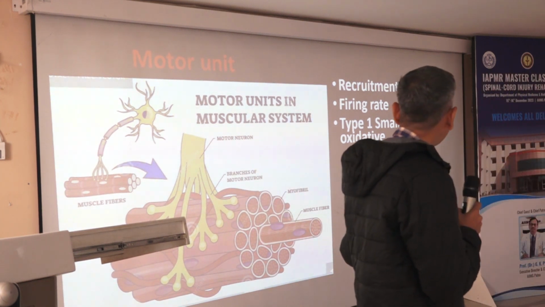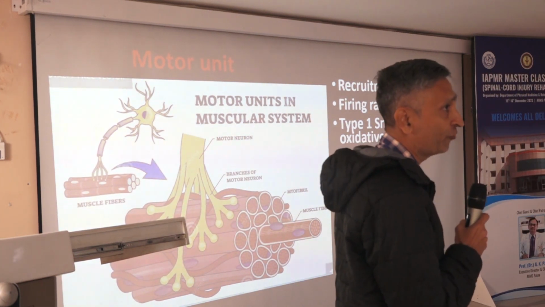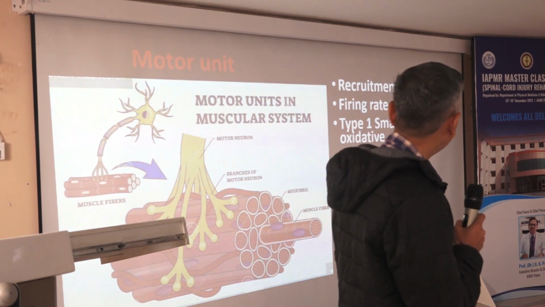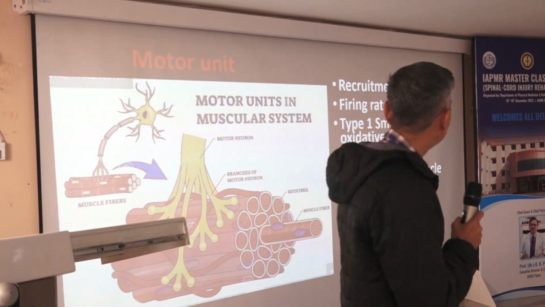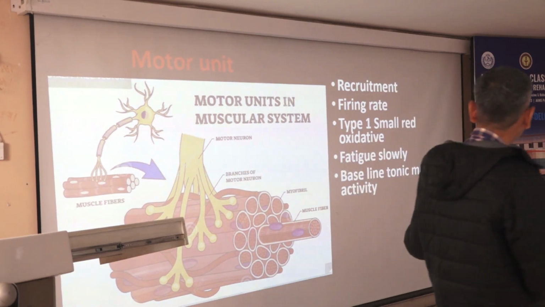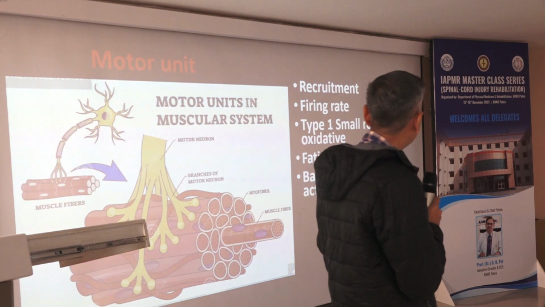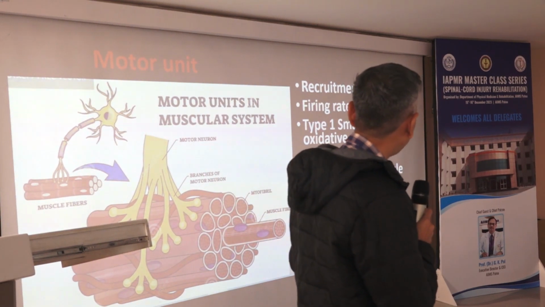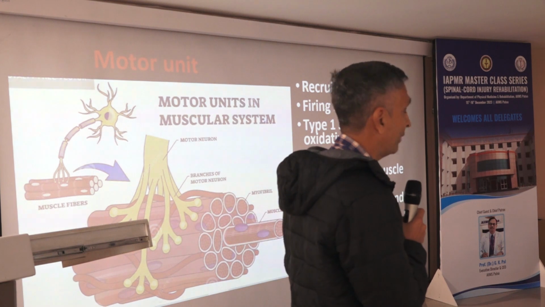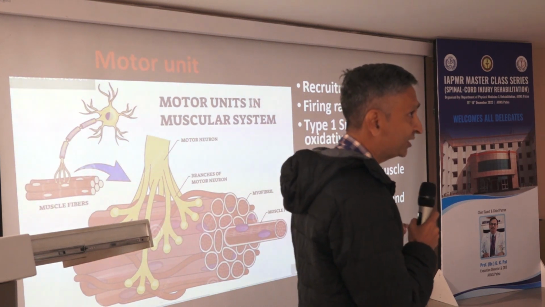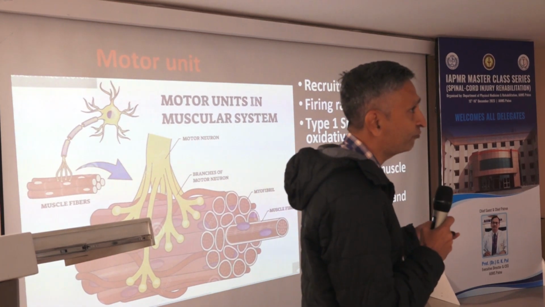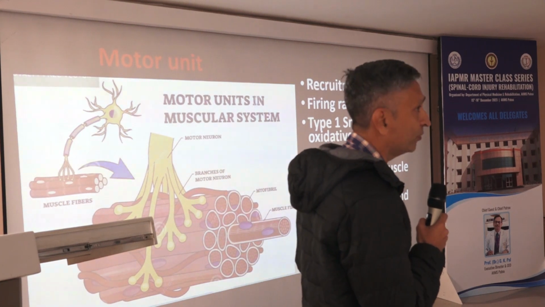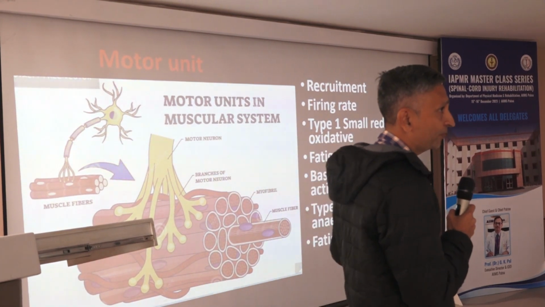So there are different types of motor units, the type 1 fibers and type 2 fibers. Type 1 is oxidative, red, small. They fatigue slowly and mainly have a tonic baseline activity. So type 1 fibers are mainly the postural muscles, the paraspinal muscles and the soleus. It's mainly type 1. And type 2 is large, white and anaerobic, and they fatigue easily. These are the power generating muscles used for weightlifting and running, which need more power and velocity. These are the type 2 fibers. And there is a mixed type of type 1 and type 2.